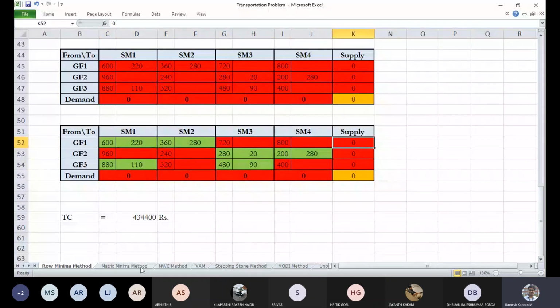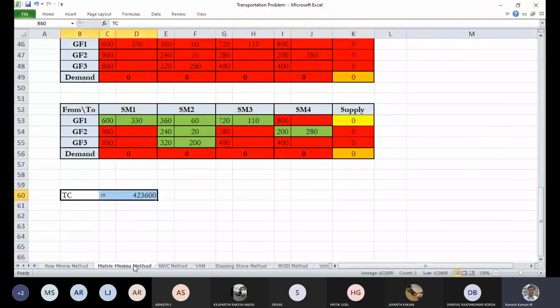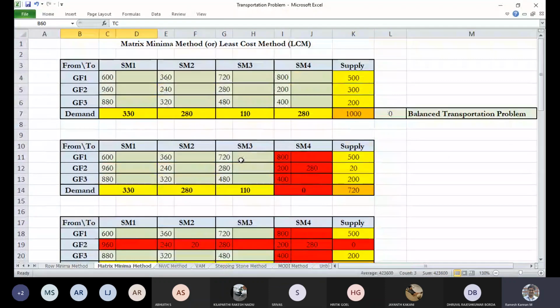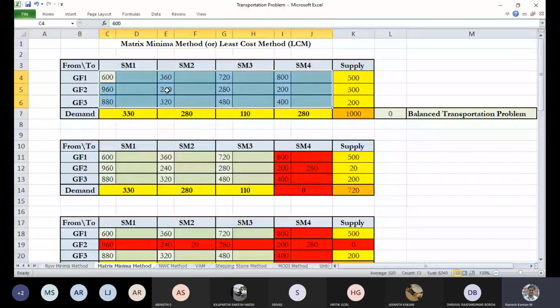Then we talked about the matrix minimum method. Instead of taking a row-wise least transportation cost, we take it matrix-wise. We consider the entire thing as a matrix and find the cell which has the least transportation cost. We select that, and then we try allocating in increasing order of transportation cost.